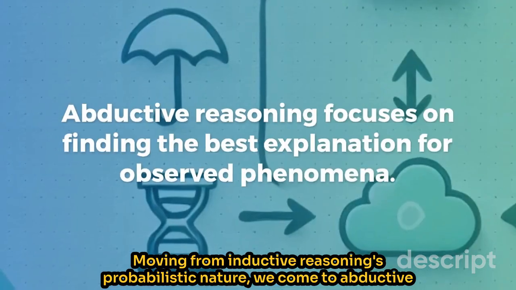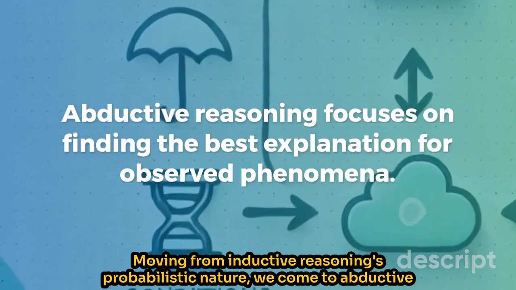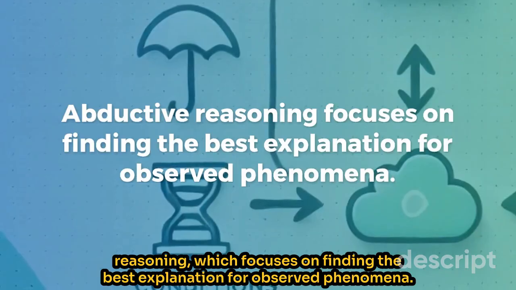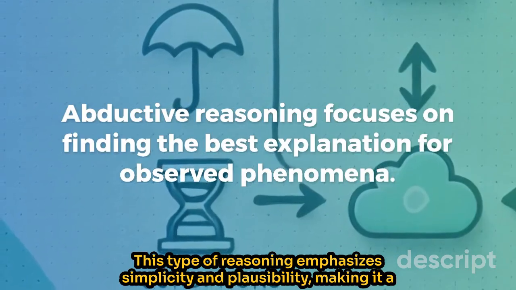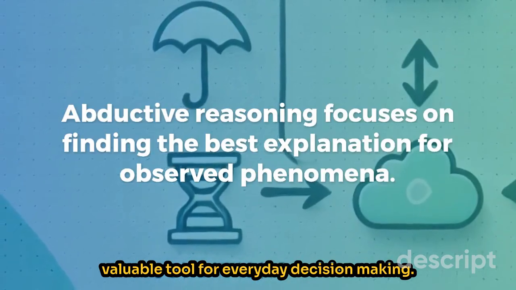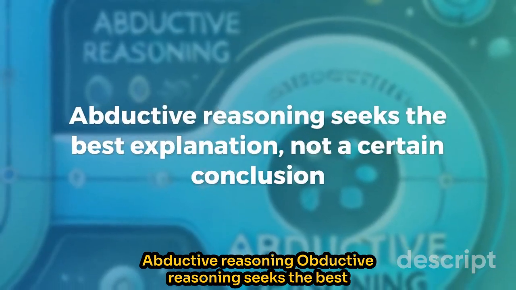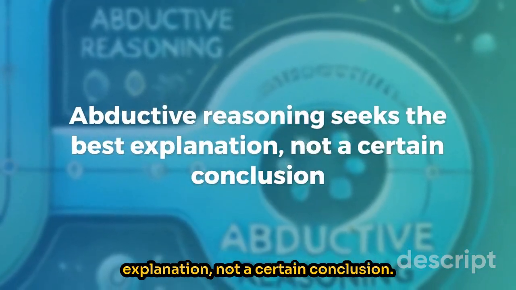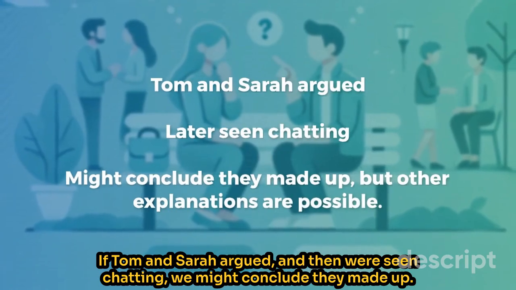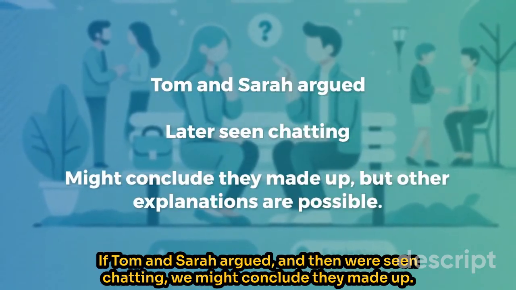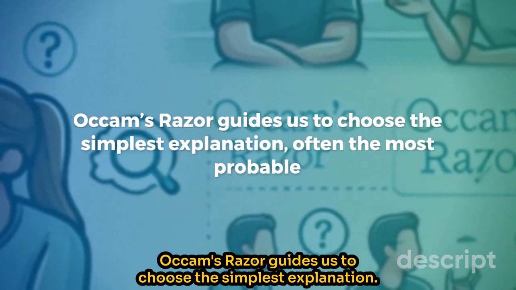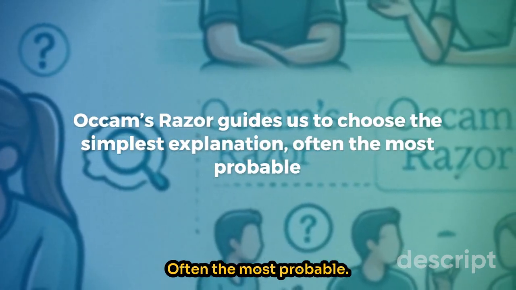Moving from inductive reasoning's probabilistic nature, we come to abductive reasoning, which focuses on finding the best explanation for observed phenomena. This type of reasoning emphasizes simplicity and plausibility, making it a valuable tool for everyday decision-making. Abductive reasoning. Abductive reasoning seeks the best explanation, not a certain conclusion. If Tom and Sarah argued and then were seen chatting, we might conclude they made up, but other explanations are possible. Occam's razor guides us to choose the simplest explanation, often the most probable.